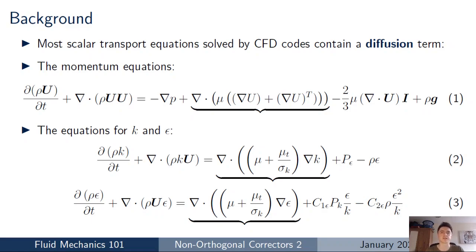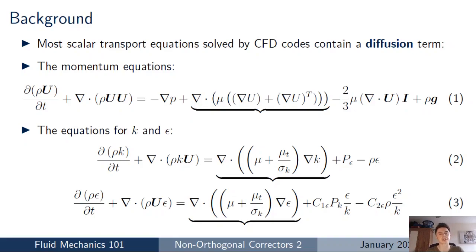So in CFD codes, we solve a variety of scalar transport equations, and the majority of these scalar transport equations contain a diffusion term. If you're not sure what I mean by a diffusion term, I've got a few examples for you here on the slides. If you look at equation 1, that's the momentum equation, and you can see that the diffusion term there is highlighted with the underbrace. We also see diffusion terms in the other equations. For example, for k and epsilon in the k-epsilon model, I've highlighted the diffusion terms for you there in equations 2 and 3.